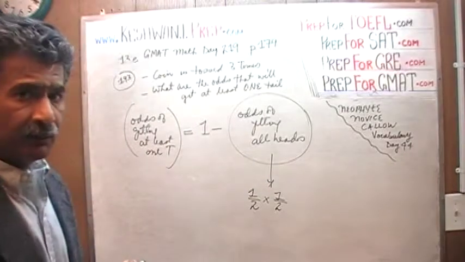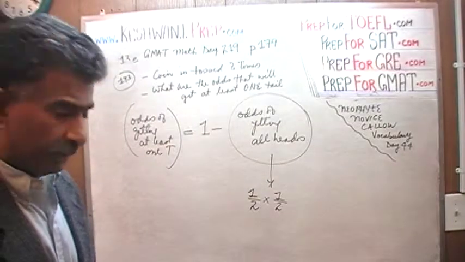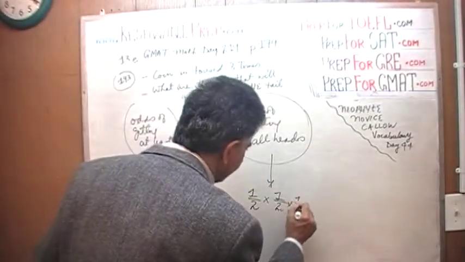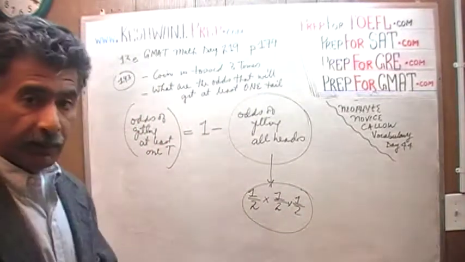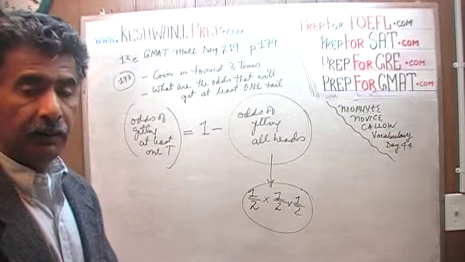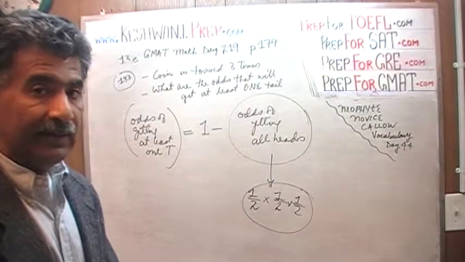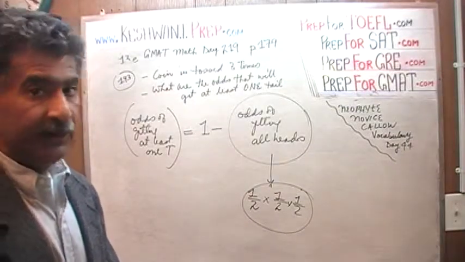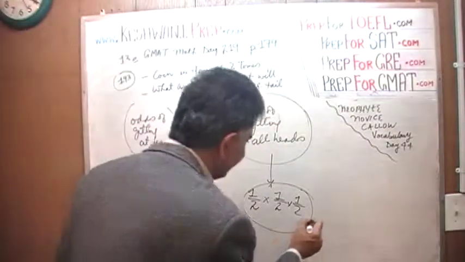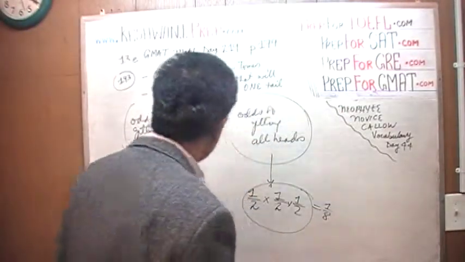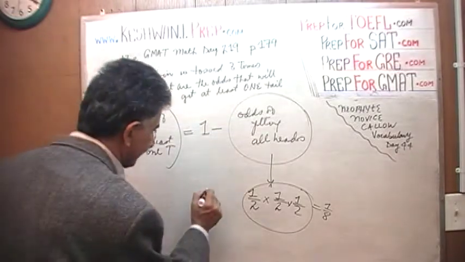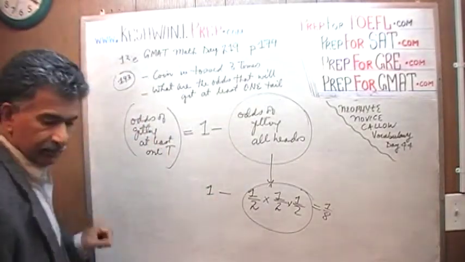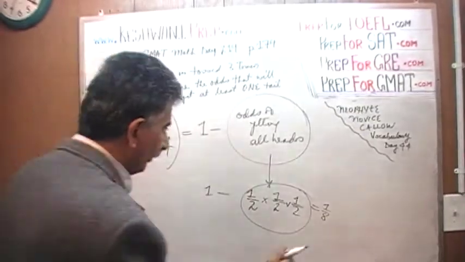What are the odds that it is going to land on the head the third time around? Again 1/2. And you multiply the three of them together because they are independent events, as I said. Therefore the odds of getting 3 heads in a row or 3 tails in a row is 1/8. And therefore the odds of getting at least one tail is simply 1 minus that amount. It is 1 minus 1/8.